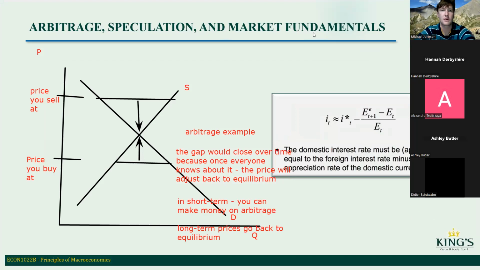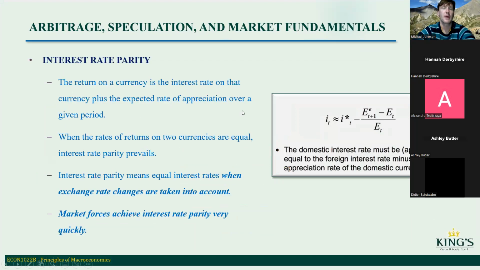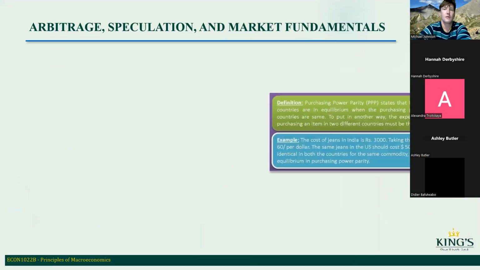So here, the interest rate parity: the return on a currency is the interest rate on that currency plus the expected rate of appreciation over a given period. When the rates of return on two currencies are equal, interest rate parity prevails. Interest rate parity means equal interest rates when exchange rate changes are taken into account. Market forces achieve interest rate parity very quickly.